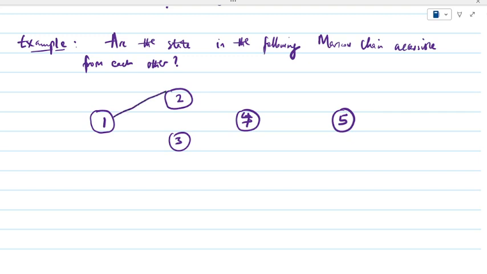So from 1 to 2, 2 to 4, and 4 to 2 as well. We have 3 to 4, we have 3 to 1, then we have 2 to 3, we have 4 to 5, and then we have 5 to 4. And we have 5 going back to itself, and 2 going back to itself.